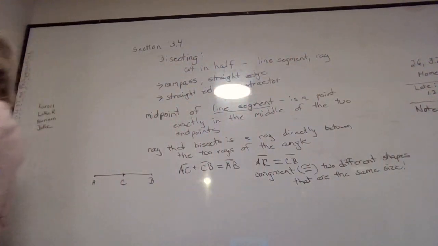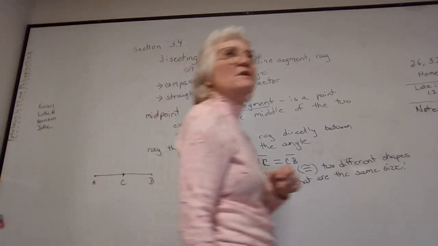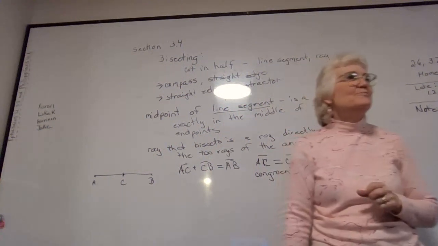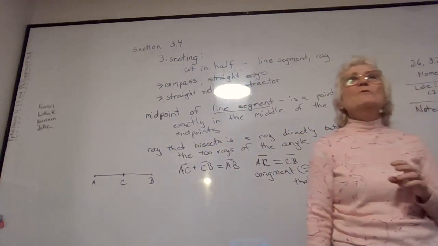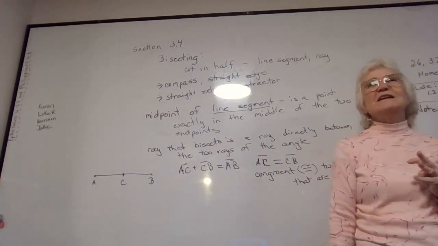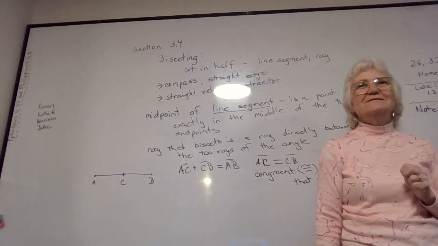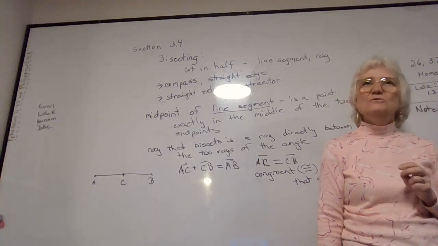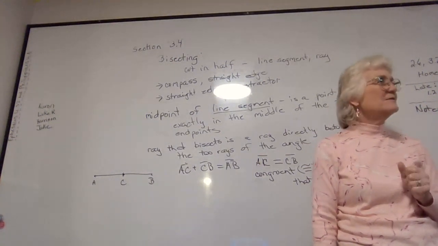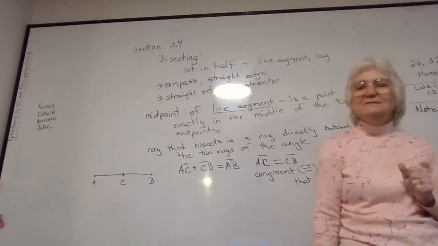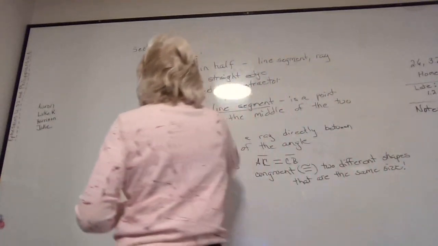One thing that comes out of this, which is kind of evident: how many midpoints are there of a line segment? One. How many rays bisect an angle? Two. Really? Are there two rays that bisect one angle? Let's think about it.